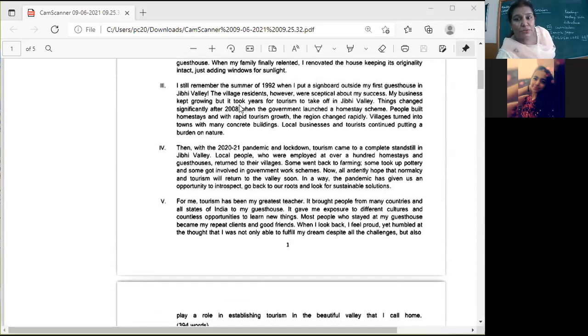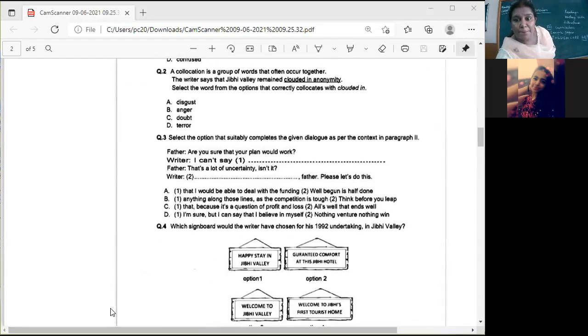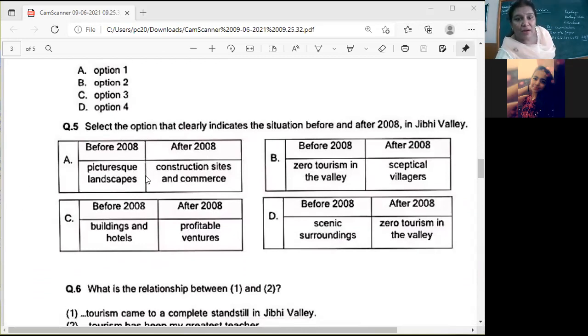Things changed significantly after 2000 when the government launched a homestay scheme. People built homestays, and with rapid tourism growth, the region changed rapidly. Villages turned into towns with many concrete buildings. Local businesses and tourists continued putting a burden on nature. Now look at this over here. Before 2000, it was picturesque landscapes, construction sites and commerce. There was zero tourism. After, skeptical villages, buildings and hotels, right? Scenic surroundings, zero. So, A is the appropriate option, isn't it?